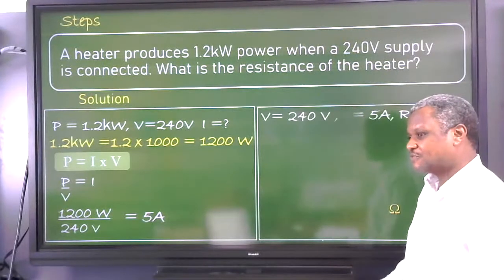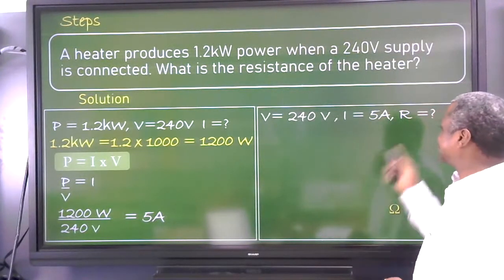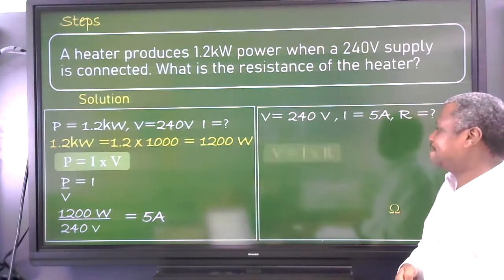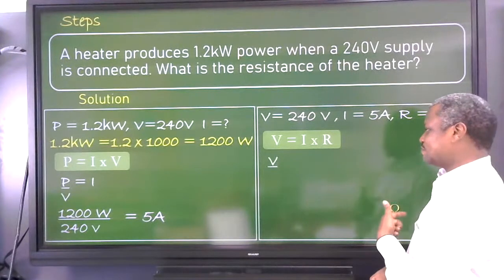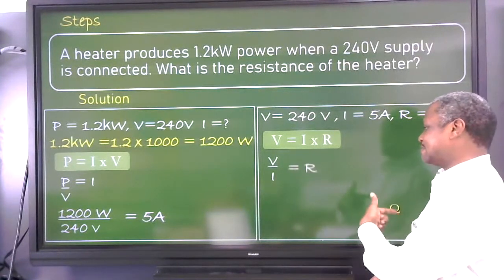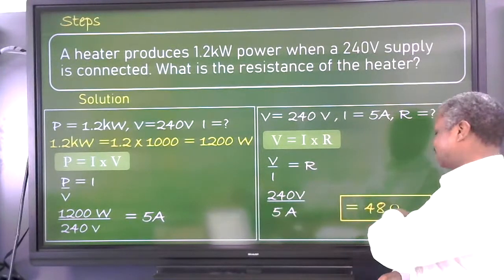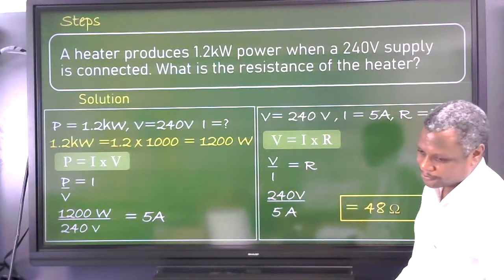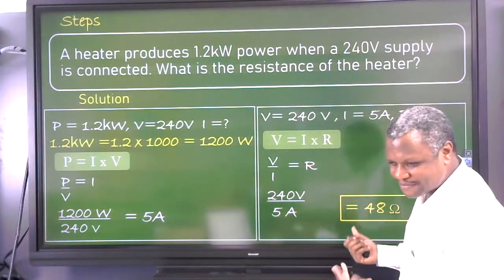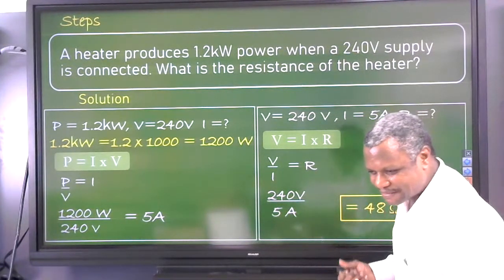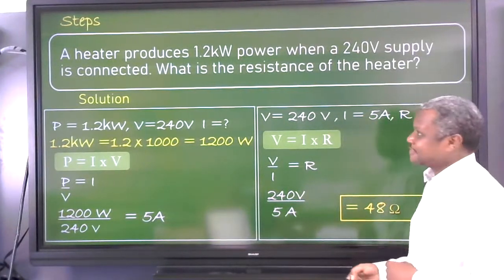Now substitute. We know the voltage is 240, the current is 5 amperes, but now we are looking for the resistance. Voltage is equal to current multiplied by resistance, which means voltage divided by current is equal to the resistance. Substitute that, 240 divided by 5, we get 48 ohm. Correct. Most of you got it correct, but some of you got some jumbled answers. B, D, C, the correct answer was 48.